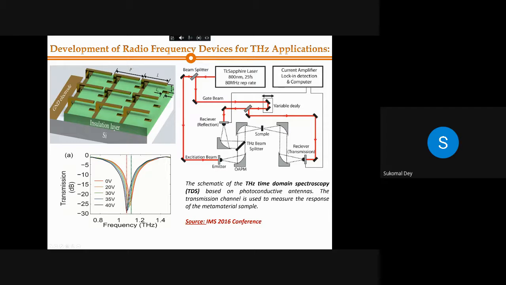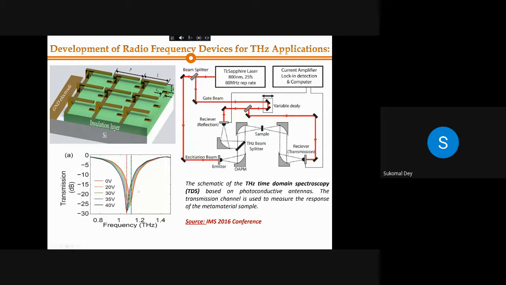Now to measure these things, you have to measure it in a TDS, that is time domain spectroscopy, or you can measure it in a high-end VNA.